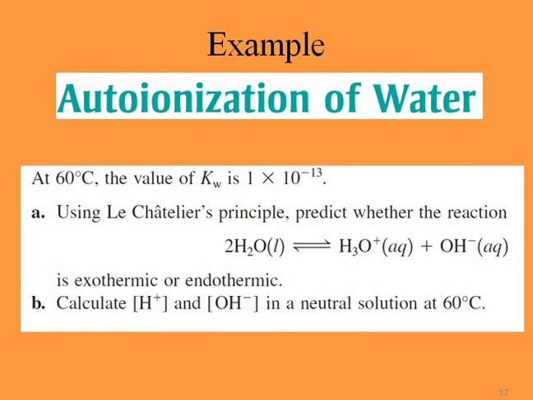Endothermic, it requires energy for the reaction to proceed, and exothermic, it releases energy at the end of the reaction. So basically, when we are dealing with an exothermic reaction, one of the products is energy as heat most of the time. For endothermic, one of the reactants is heat. Part B, calculate proton and hydroxide concentration in a neutral solution at 60 degrees.